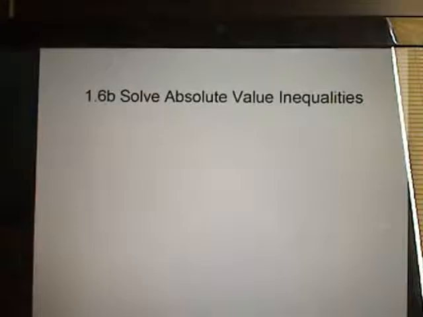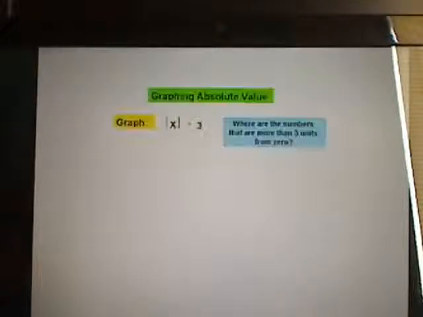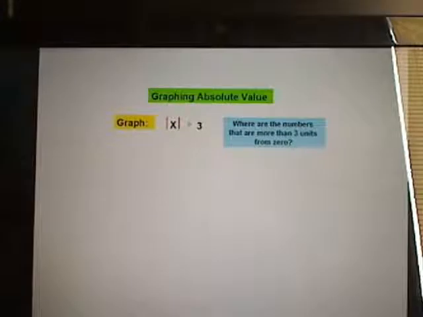Okay, so here's the second half of 1.6, the absolute value inequalities. Now that we've done absolute value equations, we will be able to solve these. Now, when you graph an absolute value, we need to think about the absolute value of any number. Where are the numbers that are going to be more than 3 units from 0?